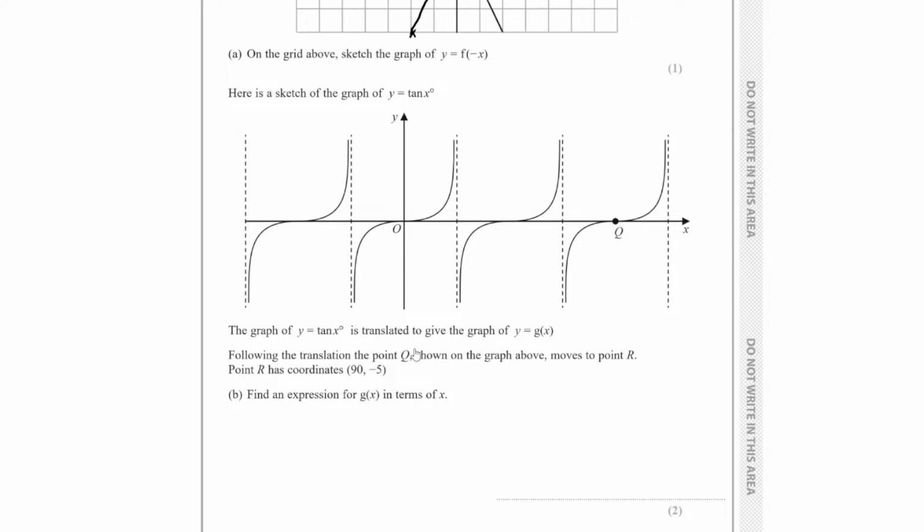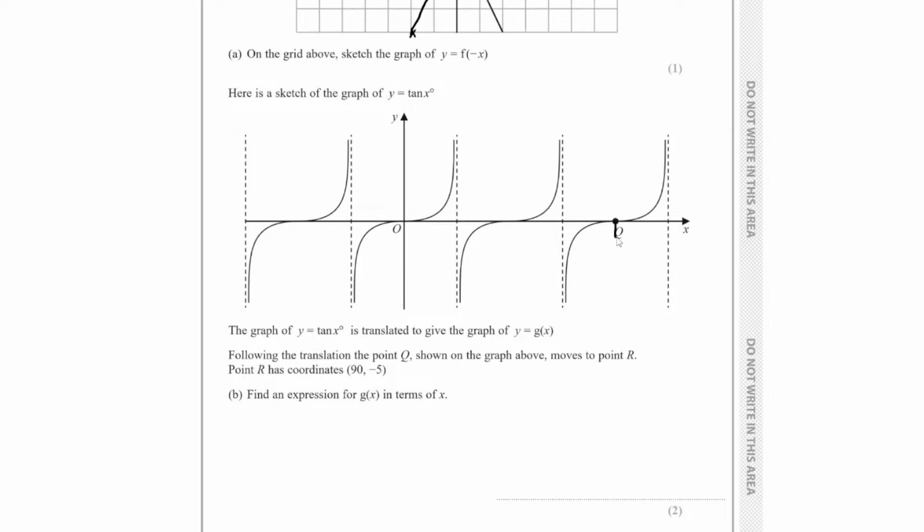So they basically translated this graph. This is the original. They've moved it up and down, left and right. So following the translation, the point Q here, shown on the graph above, moves to the point R. The point R has coordinates 90, minus 5.